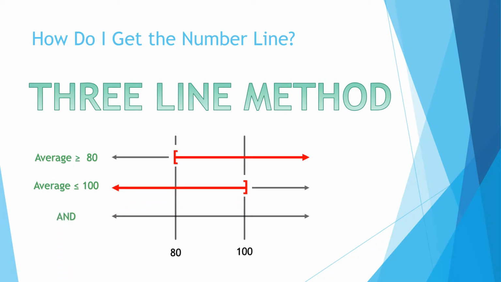This was an AND statement, so we're looking for only the points that are in both line 1 and line 2. And we can see this is the overlapping between 80 and 100. Again, the endpoints are included. So our solution is any grade between 80 and 100 will be at least a B.